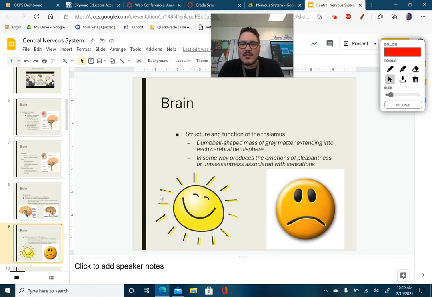What about the thalamus? Thalamus is involved with a lot of stuff too. It is a dumbbell-shaped mass, so if you cut into it, you would see that the middle of it is rather thin and the outsides of it are rather large. It actually extends into each cerebral hemisphere, which plays a part into how the thalamus does its job. But for our purposes, we're just going to say that the thalamus is involved with your senses of pleasantness and unpleasantness, or happiness and sadness.